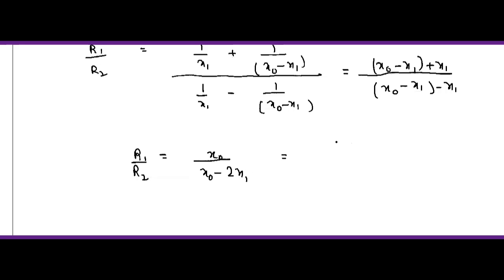Now if we divide the numerator and denominator by x1, so what will happen? So it would be x naught by x1 divided by, here it would be x naught by x1 minus, when we divide this term, so x1 would be cancelled, so it would be just 2. Now this value has given as to be 3, so we can say that 3 divided by 3 minus 2. So R1 by R2 would turn out to be 3. So this is the final value.